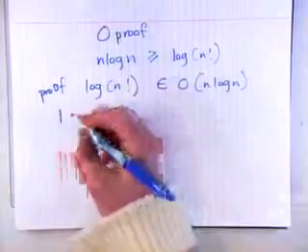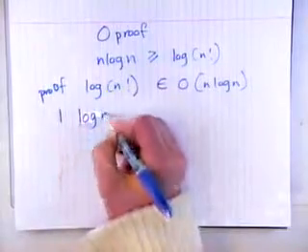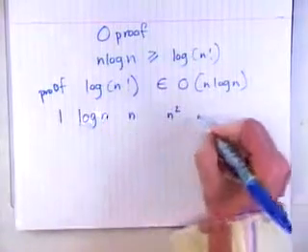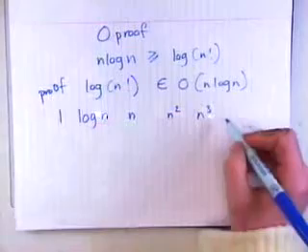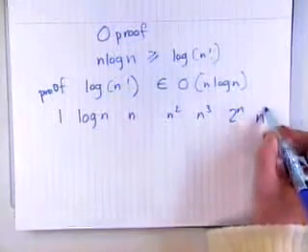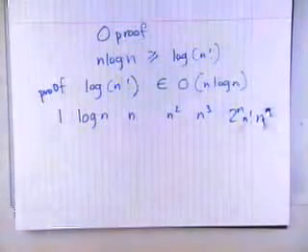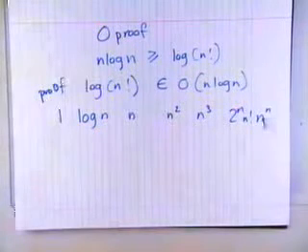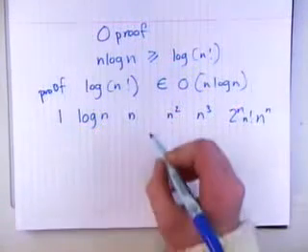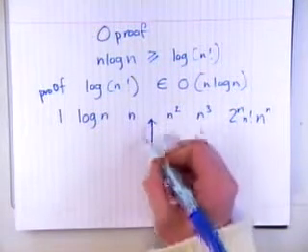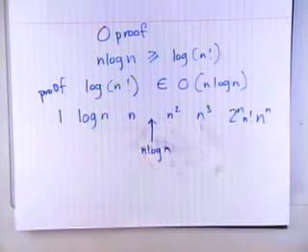Okay, so what was my order of functions again? I had 1, log n, n squared, n cubed, and so on. We had 2 to the n, and we had n to the n, and we have n factorial in between there. So where does n log n go in this table? Log n, number 2. n log n goes right there.